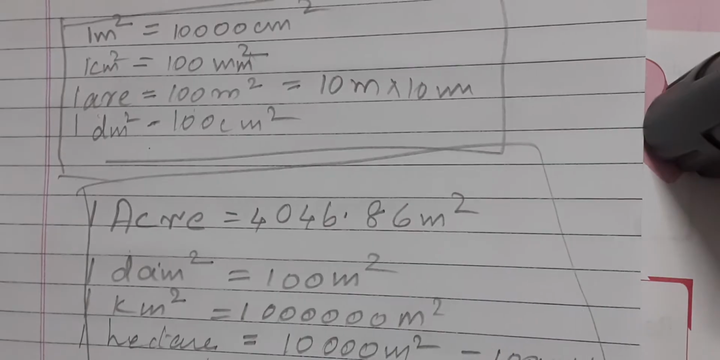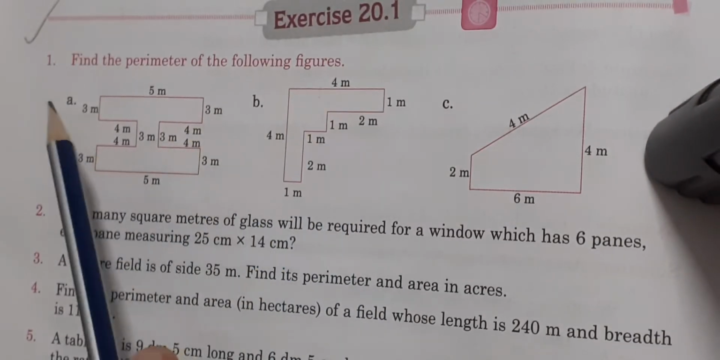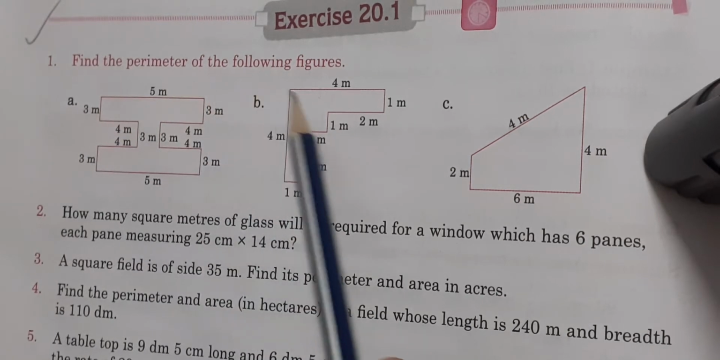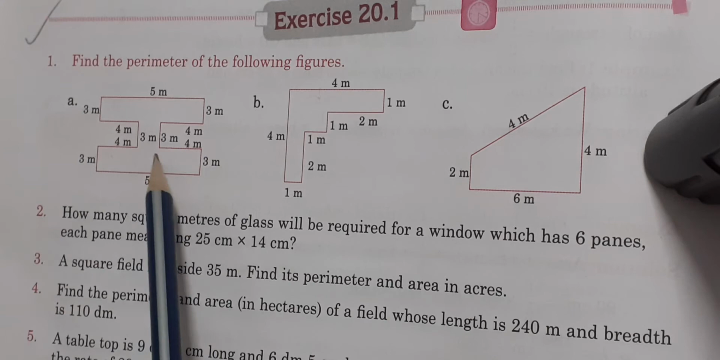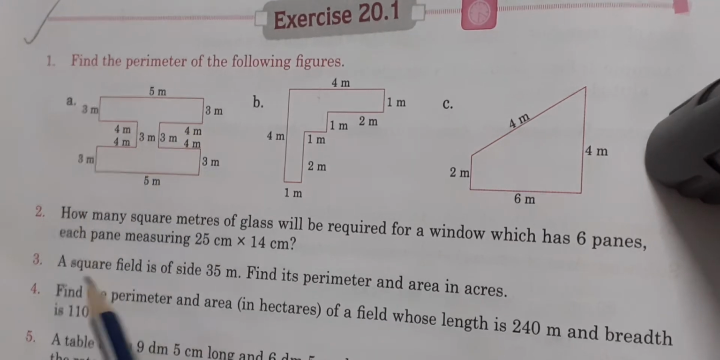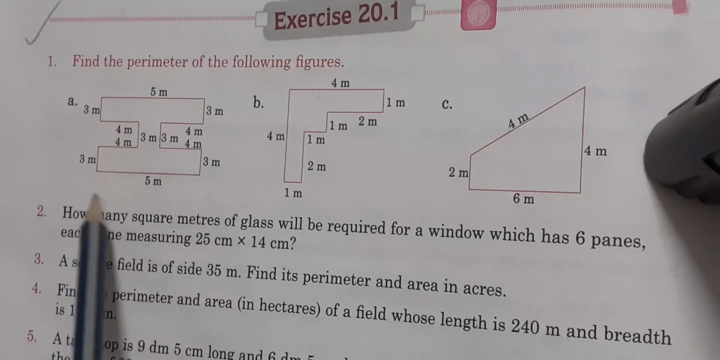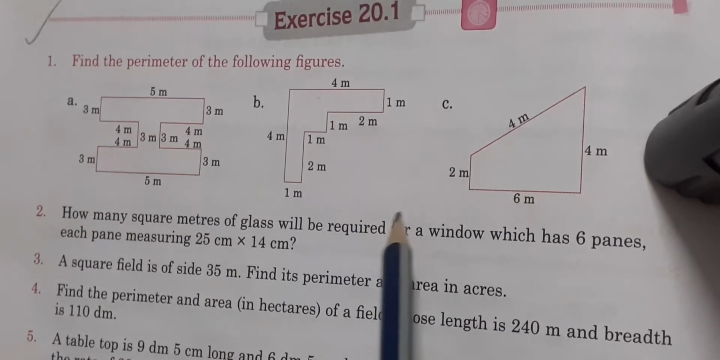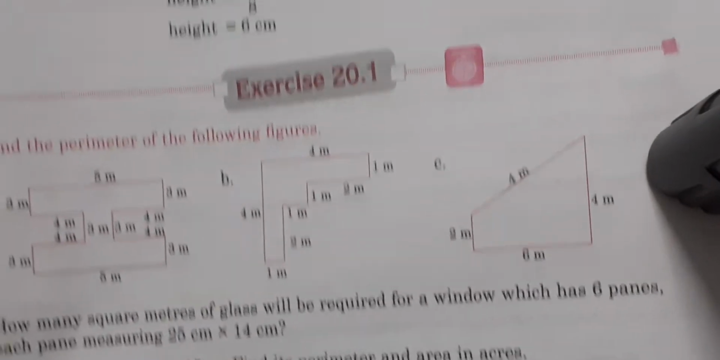Okay. Now we are moving to exercise 20.1. In that, first question, find the perimeter of the following figures. Here figures are given and the lengths of the sides are also given. So how to find the perimeter? We have to add the lengths of all the sides, then we will get the perimeter. Okay, so let us do that. All of you have to do that with me.